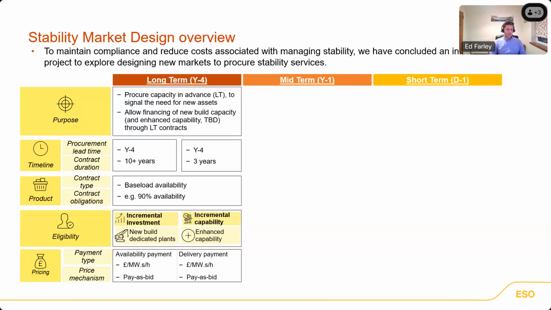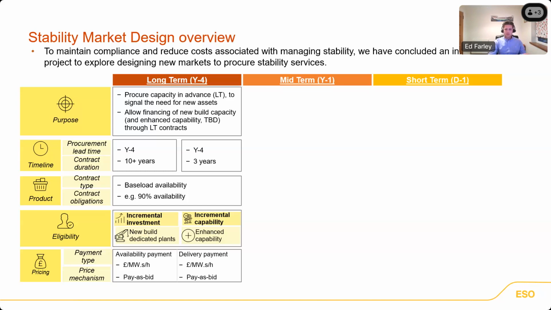As with Pathfinders, these are baseload contracts, so we expect the providers to be available for a minimum of 90% of the year. And we incentivize them through an availability payment in reward for that level of availability. But we have also introduced through the long-term market something different from Pathfinders with an additional delivery payment. This means that providers can be paid a delivery payment for the periods in which they are utilised. And so we allow a two-part payment structure here for providers to recover fixed costs, but also to recover variable costs when they're utilised.